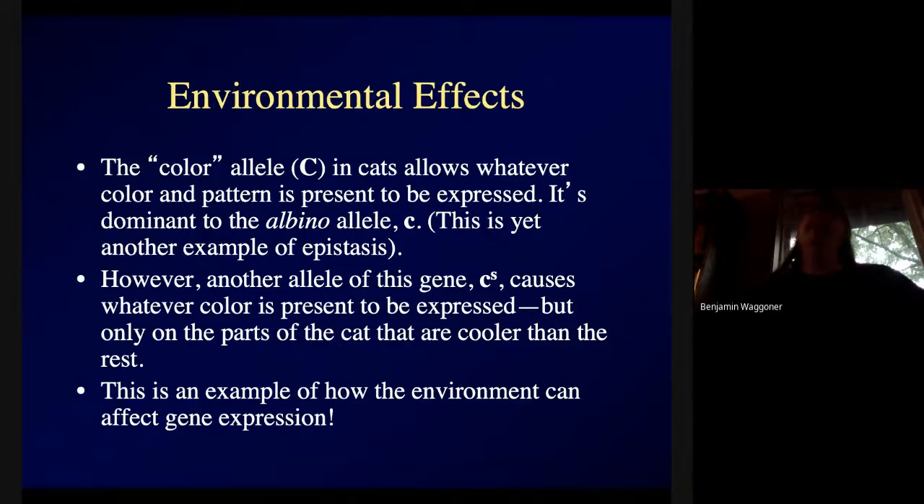But remember that many genes have more than two alleles. And there's another allele of this gene called little c superscript s. And a cat that is homozygous for that will express whatever its base color is: black, brown, orange, tabby stripes, what have you. But the color will only be expressed on the parts of the cat that are cooler. The warm parts of the cat will not express that color, and they will look white.